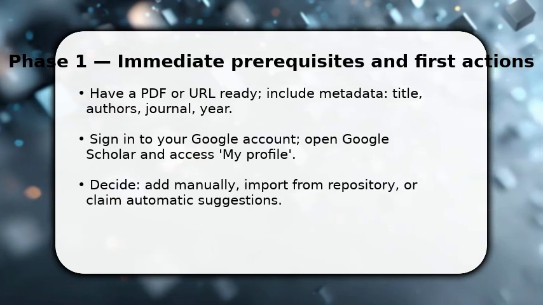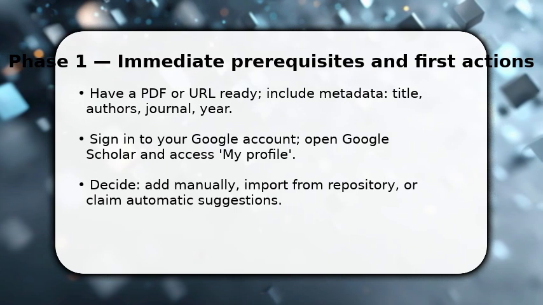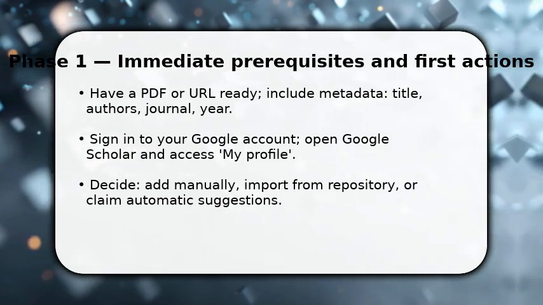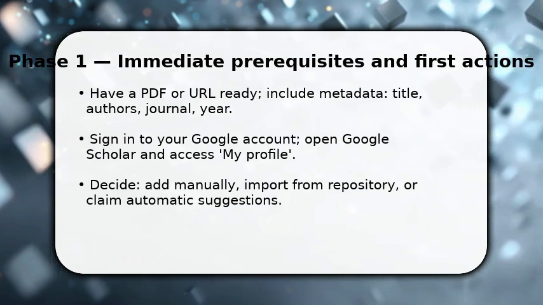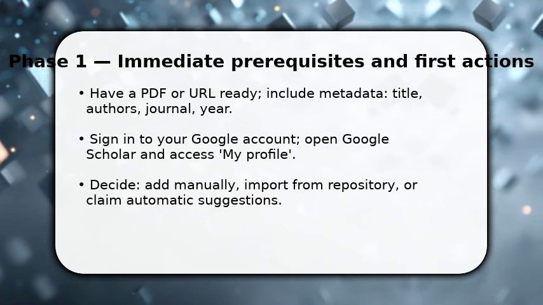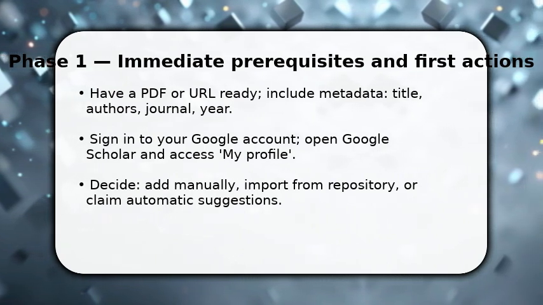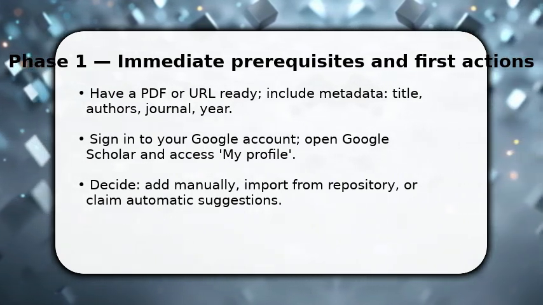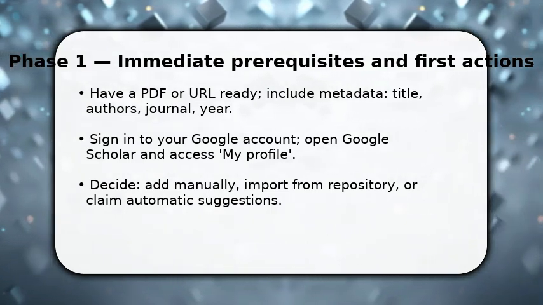Enjoy the video. You begin by preparing the file and immediate metadata. This saves time later. Sign in to the Google account you use for publications, then open Google Scholar and go to My Profile. Once there, choose how to add the item. Click the plus button and pick Add Article manually, Add Article via Import, or claim an automatic suggestion. Do this now so you don't interrupt the process. Making a quick decision determines which fields you'll edit next.